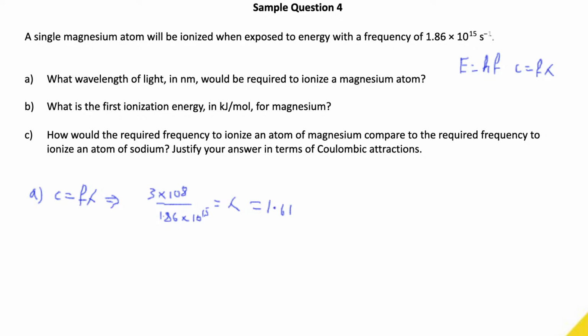1.61 times 10 to the minus 7. Okay. Now, what they do is they tell me, what is it in nanometers? Oh, well, nanometers means 10 to the minus 9. A nanometer is equal to 10 to the minus 9 meters. So this is equal to 161 nanometers. Okay, so that is part A.